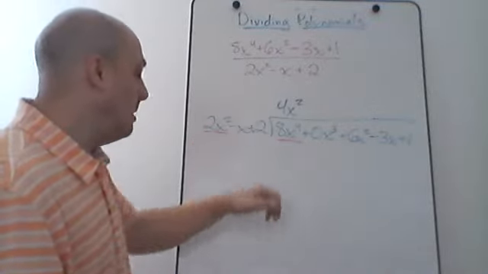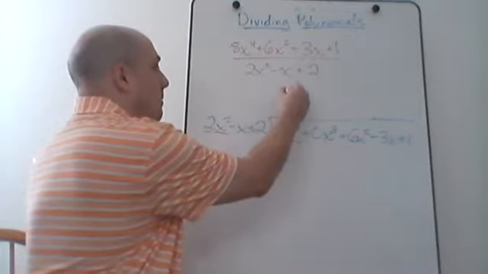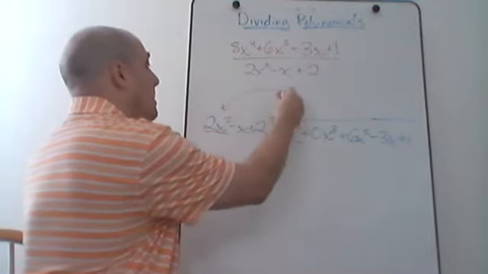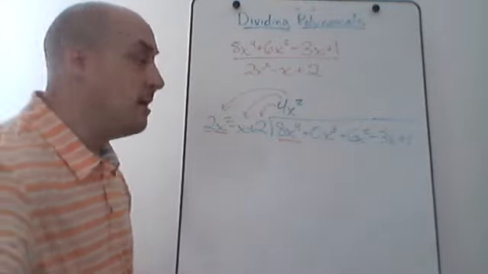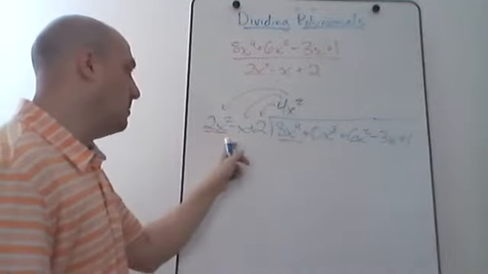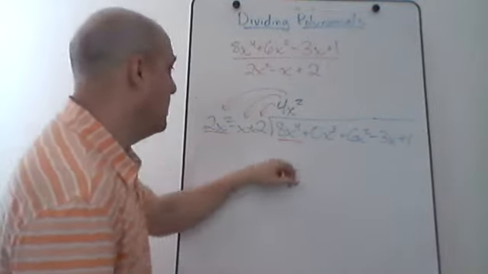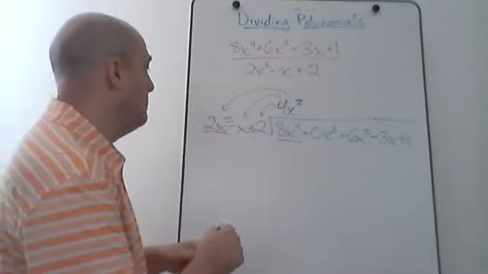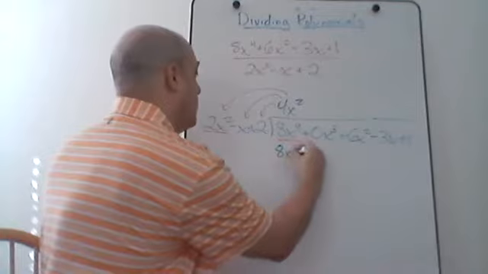All right, once I get that number up there, the next thing I do is multiply that 4x squared times everything that's out front. When I'm figuring out what number to put up here, I only look at the first term, but when it comes time to multiply it, I multiply it by everything out there, and I write all that stuff underneath. So 4x squared times 2x squared is going to be 8x to the fourth power.